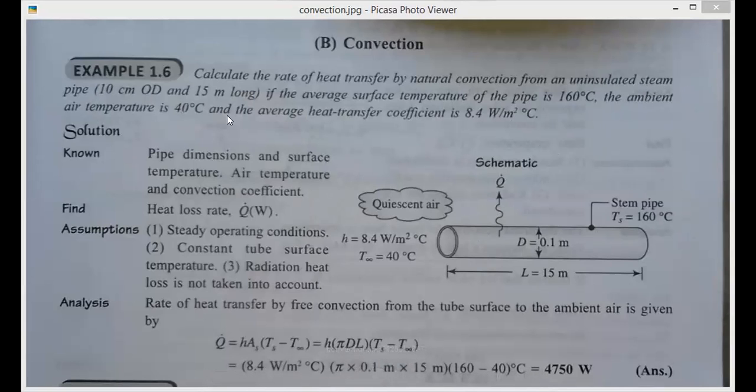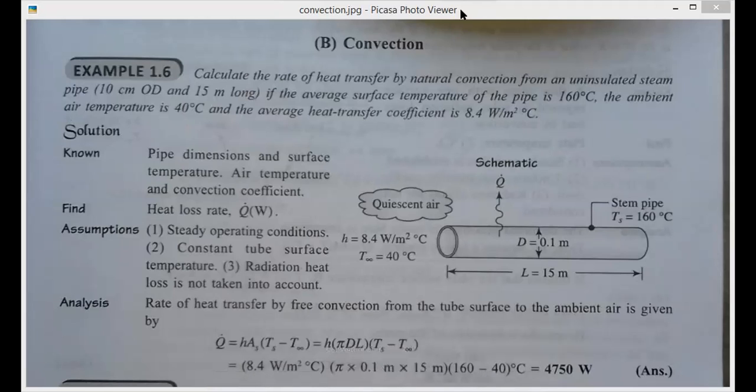centigrade. The ambient air temperature is 40 degrees centigrade. Air or liquid both can be taken as fluid. So Tf can be 40 degrees centigrade, and the average heat transfer coefficient is 8.4 watt per meter square degree centigrade. So that value is given.